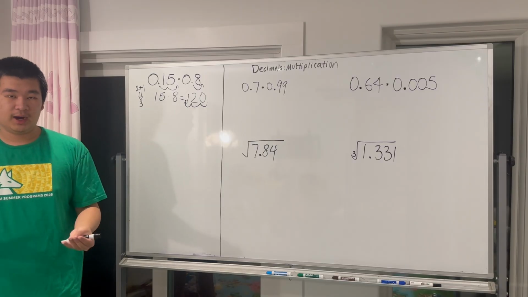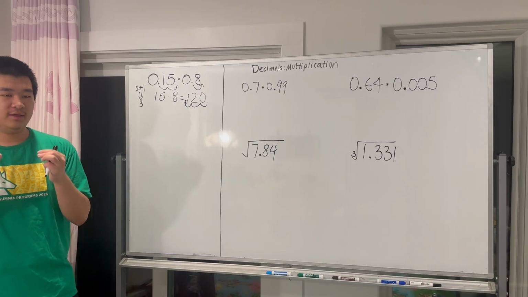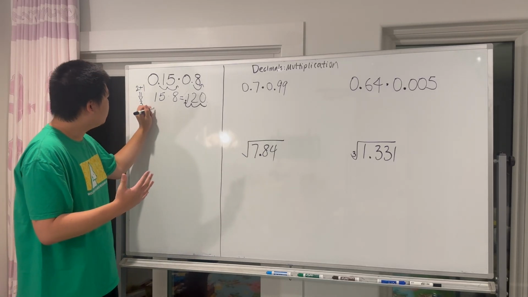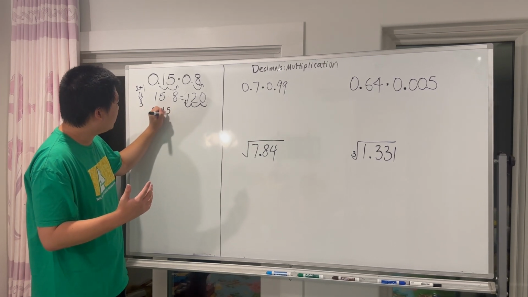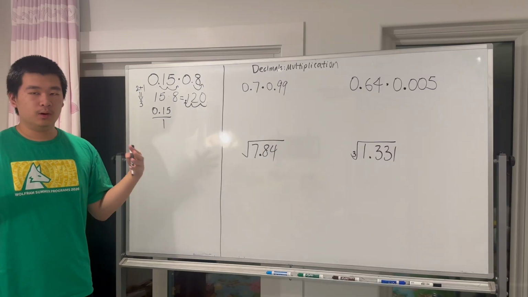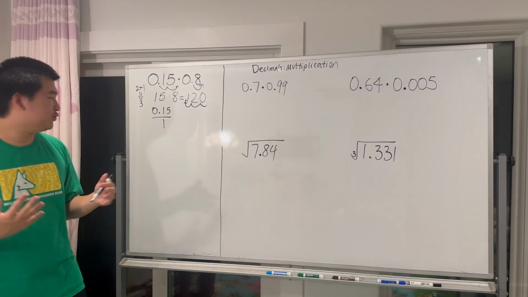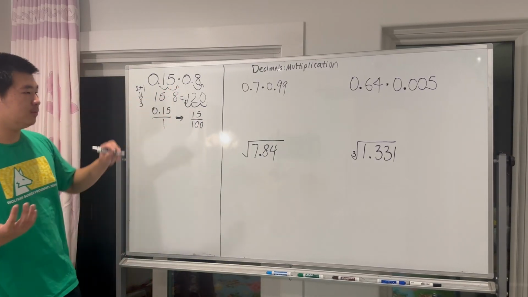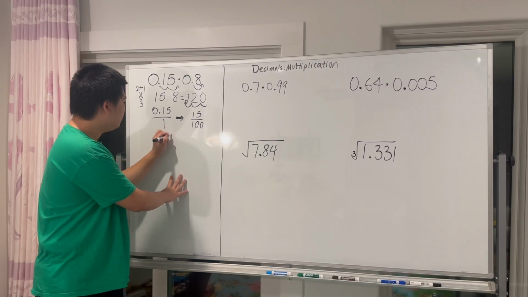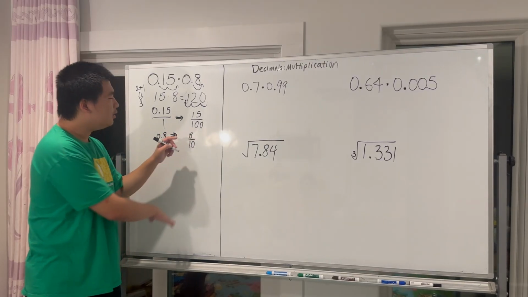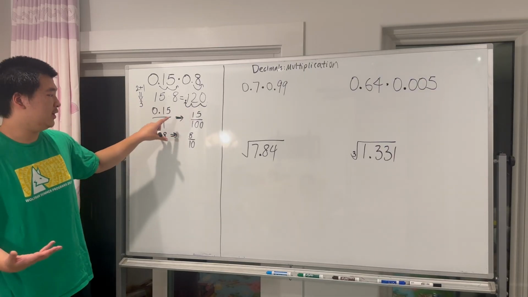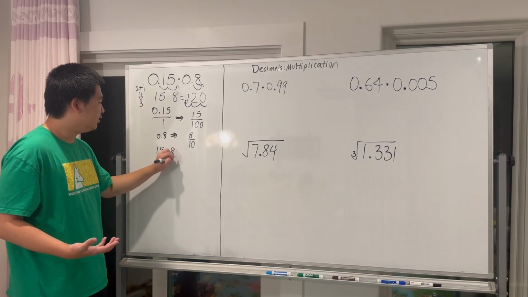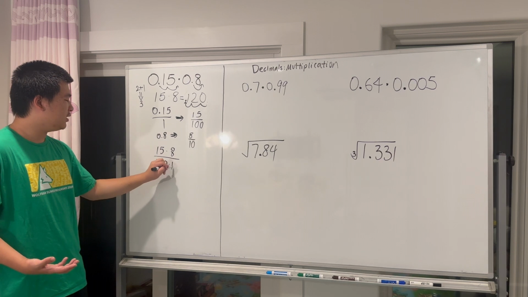Now, the mathematical reason behind this has to do with fractions. As you know, decimals and fractions are pretty closely related. And so what we're actually doing here is expressing 0.15 as 0.15 over 1. Then we're multiplying the top and the bottom of the fraction by 100. And this gives us 15 over 100. We're doing something similar for 0.8 by turning it into 8 over 10. Now, when we do fraction multiplication on these, we can see that the numerators are exactly 15 times 8, and the denominators are going to be 100 times 10.